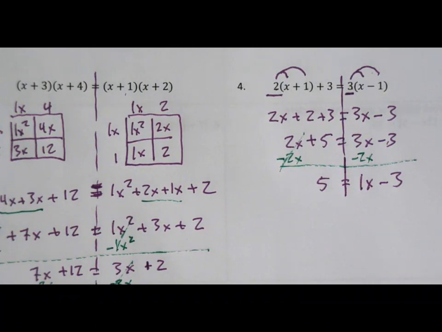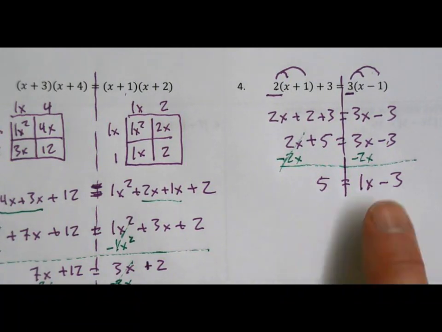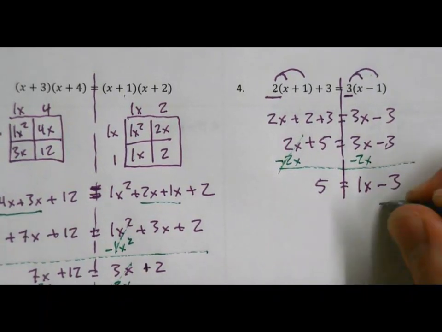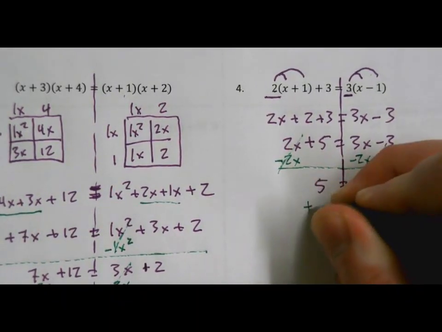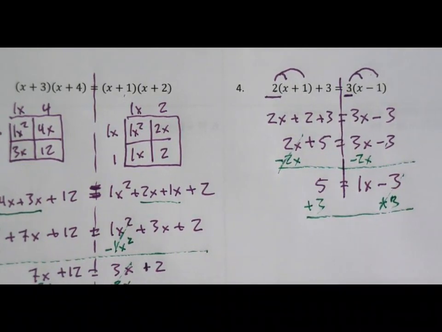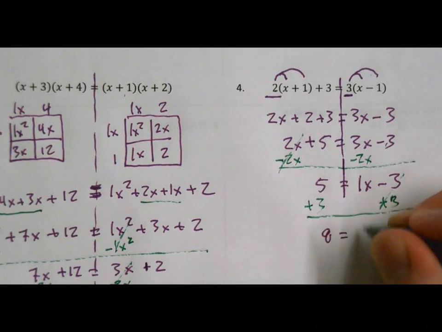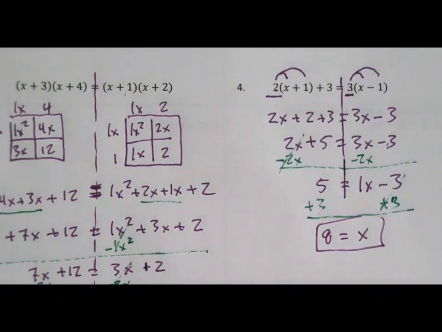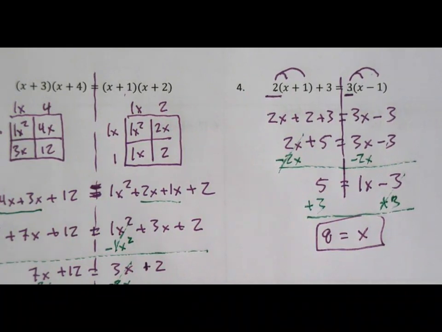I think we only need one step here because 1x is the same as x, right? I just need to get rid of that -3. Let's go +3 on both sides. Those will cancel. We're going to have 8 over here, and 1x is the same as x. Since x is by itself, we're done. X is 8.